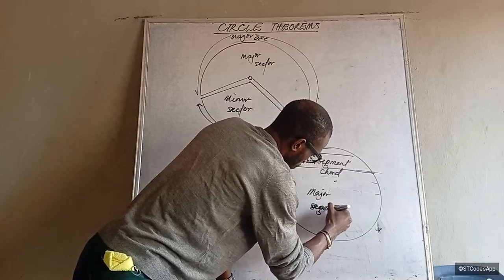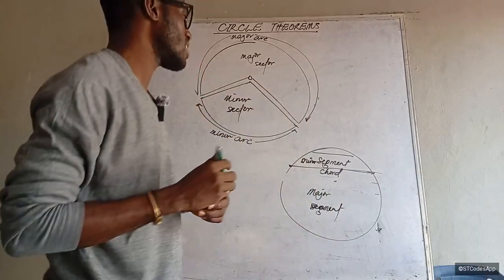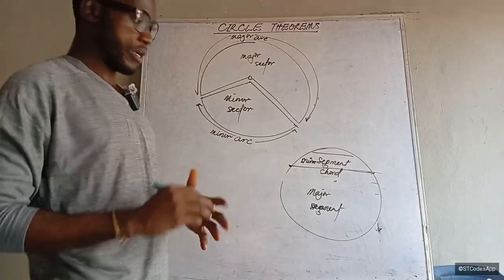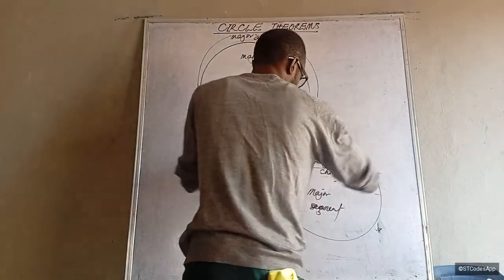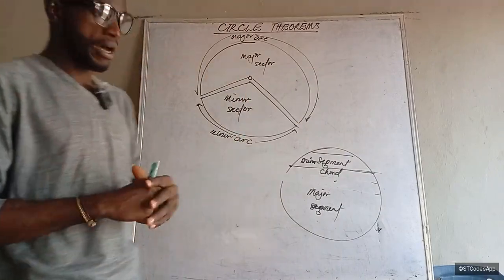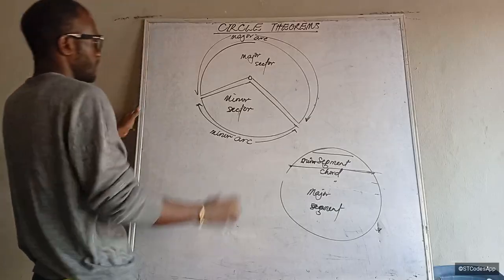segment. Alright, so we know what a segment is, we know what a sector is, we know what an arc is. So this is an arc here, this is an arc here. So that said, then we can begin our circle theorems.